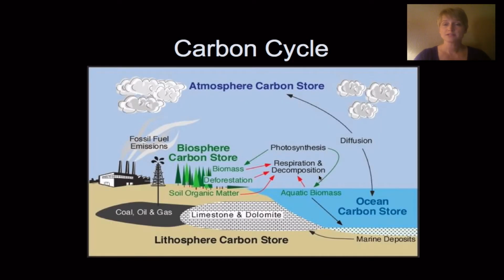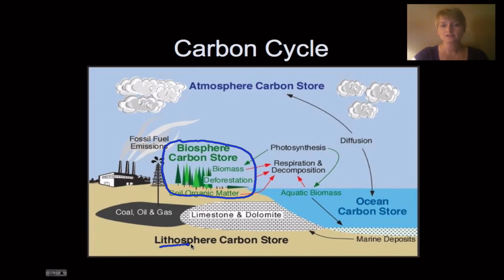All right, the carbon cycle. This shows how carbon cycles throughout our environment. We have carbon in the atmosphere as gases. We have the biosphere carbon store, which just means that every living thing on Earth, its major molecule is carbon-based. And so we have this biomass that is made up of carbon. So that's a carbon storage on Earth.